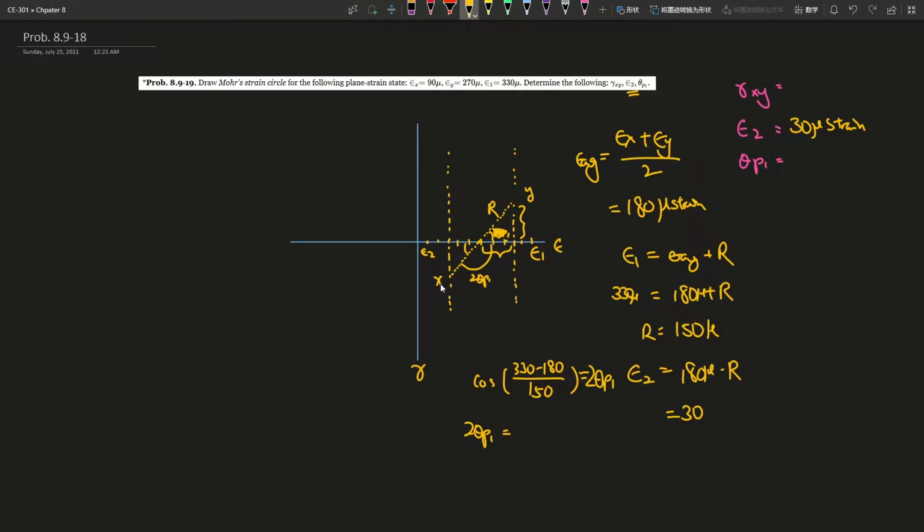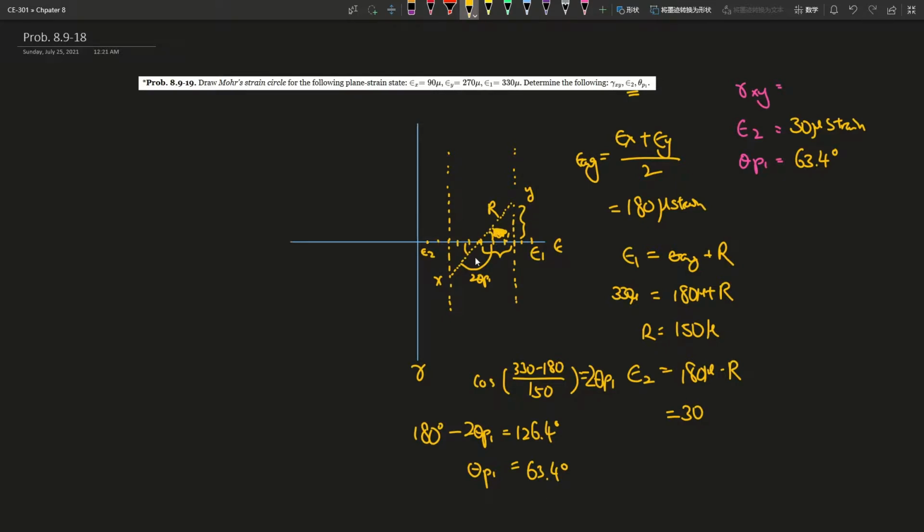Remember, x, either the strain or stress, will always rotate towards this 1, stress or strain 1. So 180 minus 2 theta p1, we can just do that real quick. It's going to be 126.4 degrees, and then theta p1 is 63.4 degrees. So we got that.